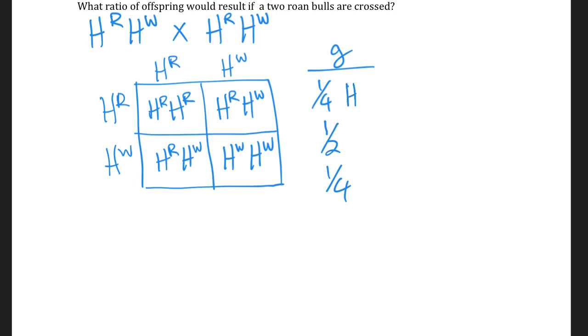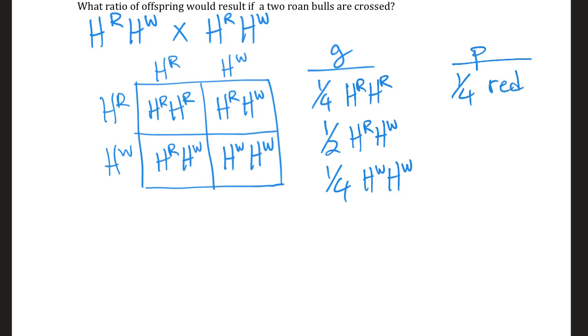Genotypic ratio, a quarter HRHR, a half HRHW, and a quarter HWHW. Now, phenotypic ratios should be a quarter red, half roan, and a quarter white. All right.